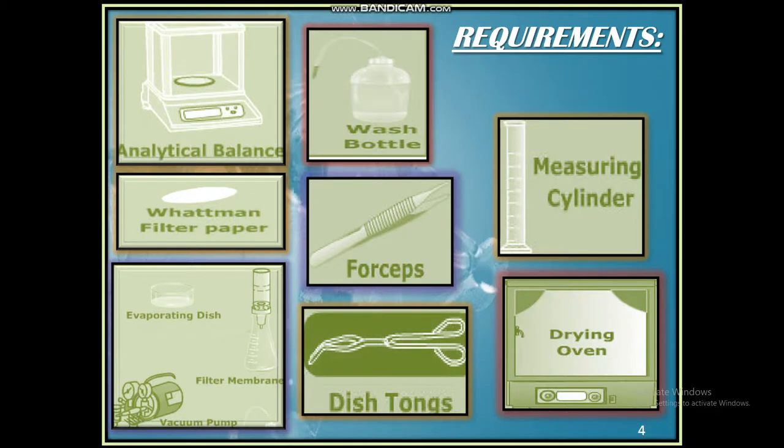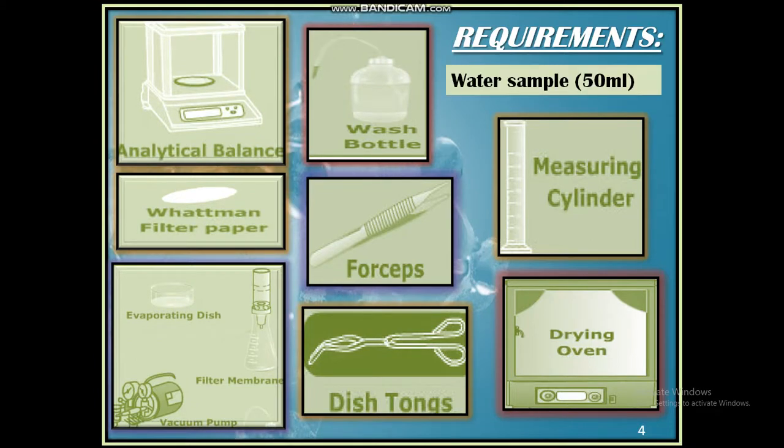Requirements for this experiment are 50 ml water sample, analytical balance, Whatman filter paper, evaporating dish, filter membrane along with vacuum pump, wash bottle, forceps, dish tongs, measuring cylinder, and drying oven.